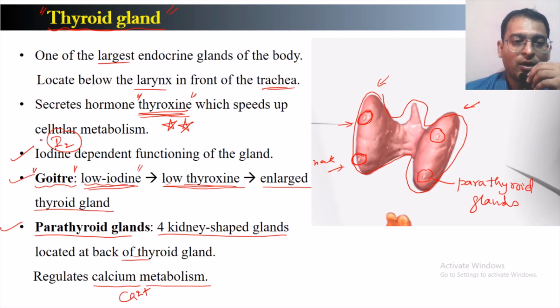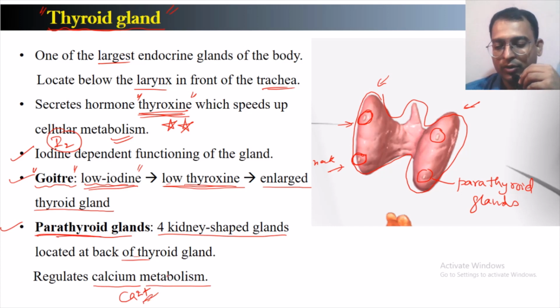So iodine is required for good cellular metabolism because it produces the hormone thyroxine. Okay, parathyroid is for calcium metabolism.